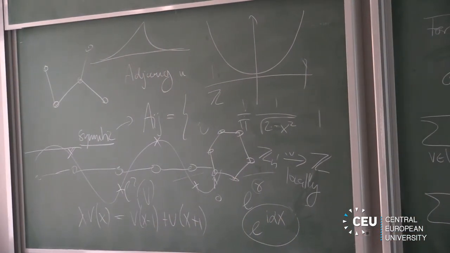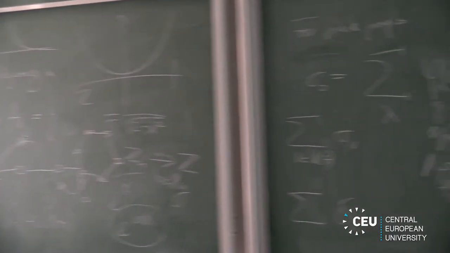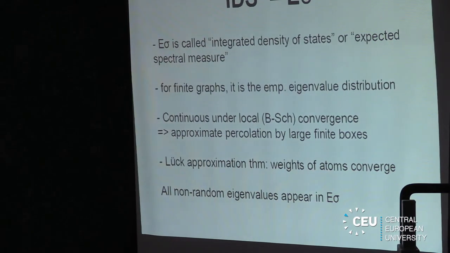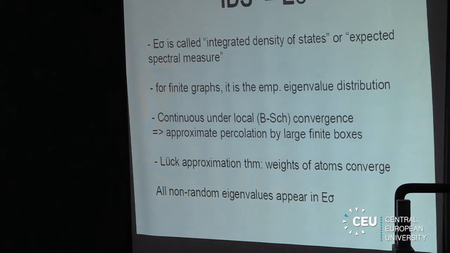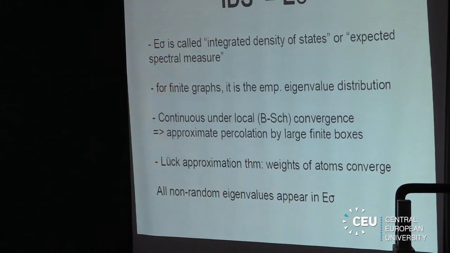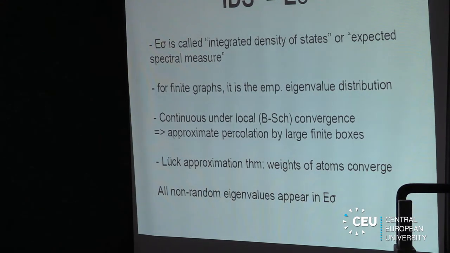The fact that these things converge is not a hard fact; a slightly harder fact is that they converge in a very strong sense. They converge in the sense that even if you have some atoms, like you fix some point, like one half, and you see how much weight the measure puts on one half, that weight also converges. This is not automatic from the convergence of measures, if you have seen things like that before. This is a much stronger fact, and it's called the Lück approximation theorem.